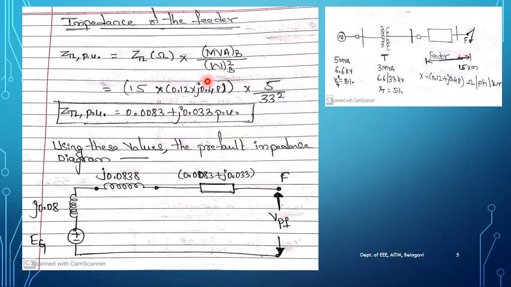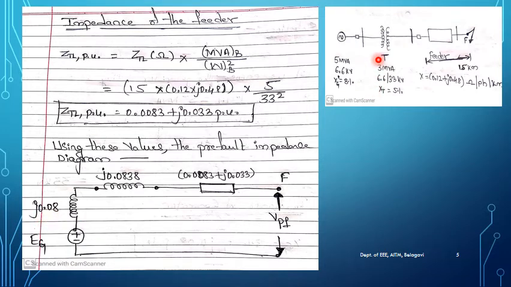After obtaining all the impedance and reactance values of each component, the next step is what? We need to represent it in the form of a pre-fault impedance diagram. So this is the pre-fault impedance diagram for the given power system network. The first component is what? The alternator. Its equivalent representation will be a reactance followed by some voltage source. Its reactance value we obtained was this much.